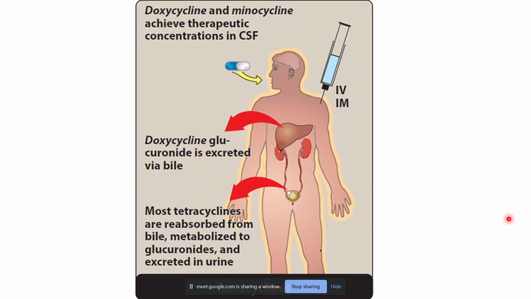So the pharmacokinetics is actually easy. Both doxycycline and minocycline pass through the meninges, so they can be seen in the cerebrospinal fluid. Doxycycline can be taken orally, intravenously, or intramuscularly, and it's excreted by the bile, but other tetracyclines are excreted in the urine.